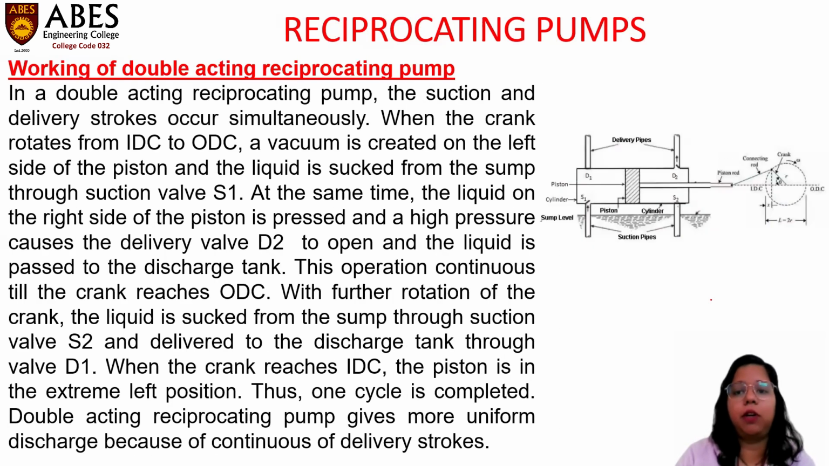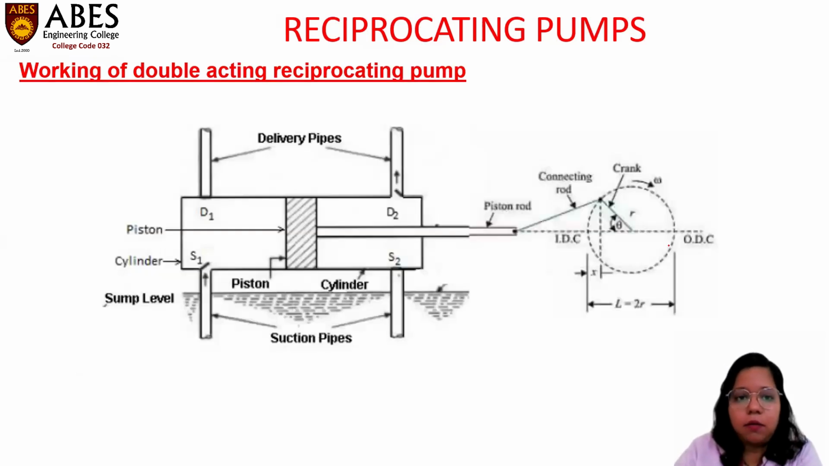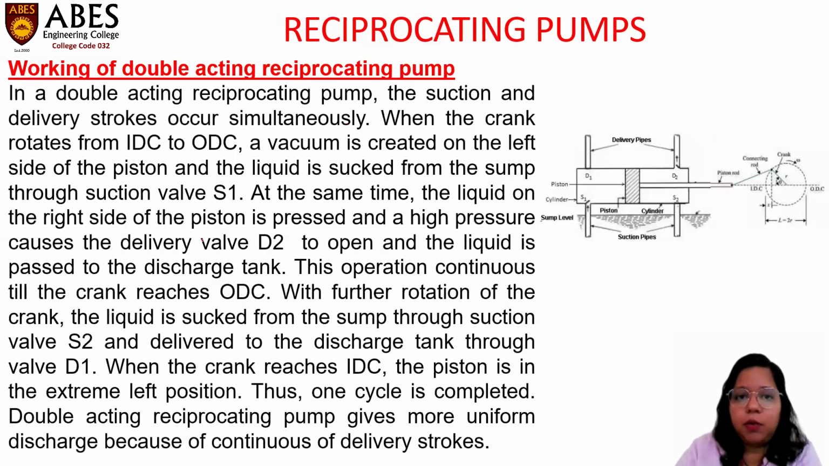Now when we are talking about the double acting reciprocating pump, we can see in the construction there is a major difference in the pipes, suction pipes and delivery pipes. It includes two suction pipes and two delivery pipes. When the piston moves to and fro, simultaneously one suction valve is open and one delivery valve is open. So I'll describe the working of the double acting reciprocating pump.